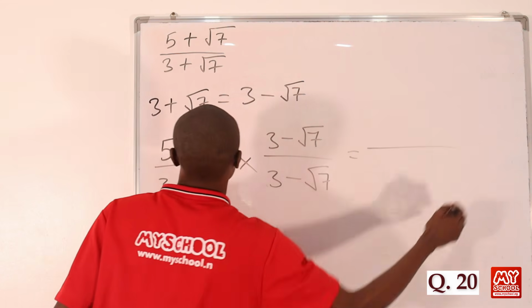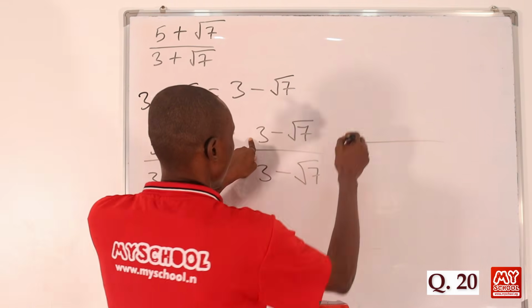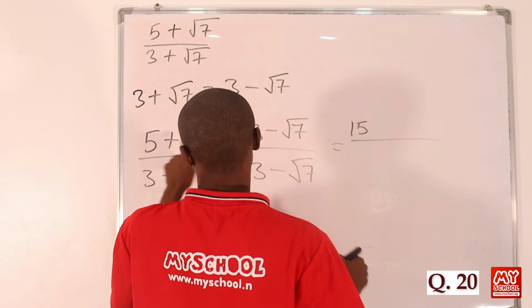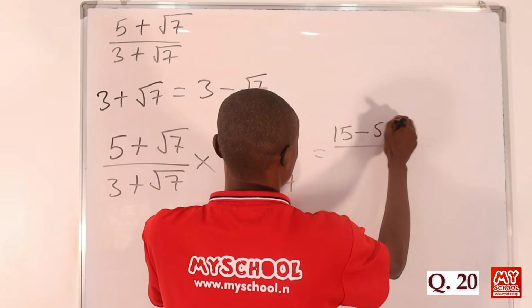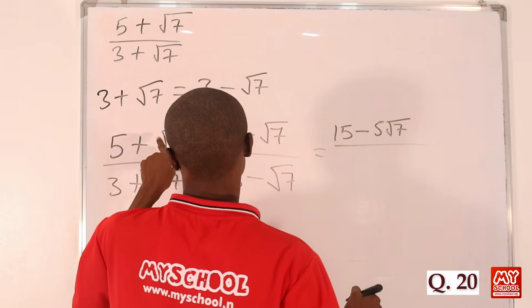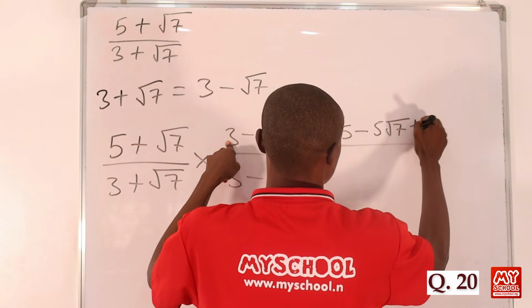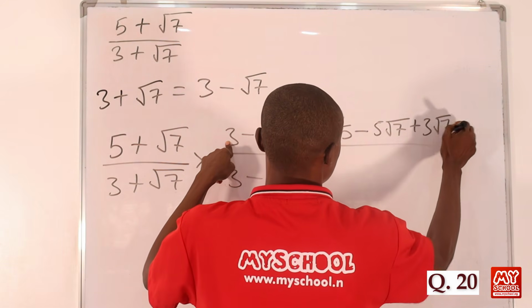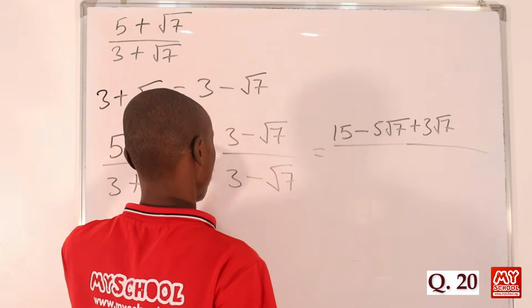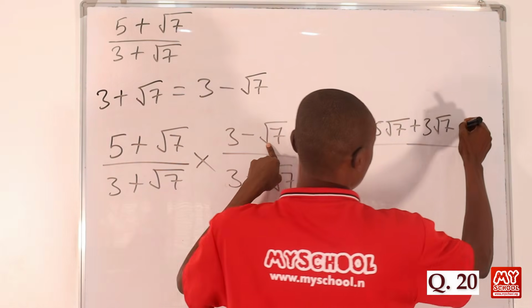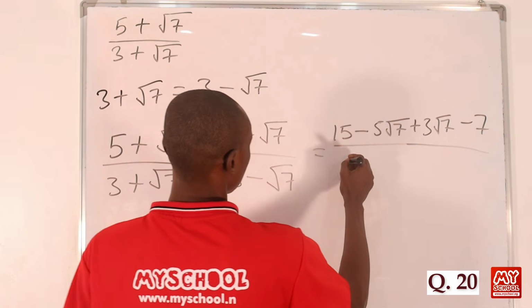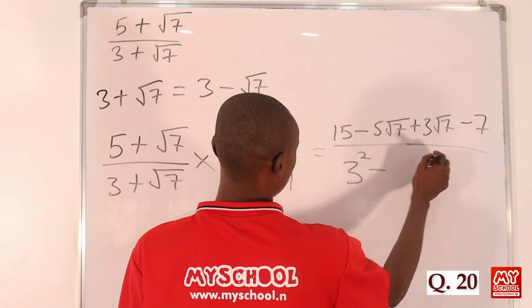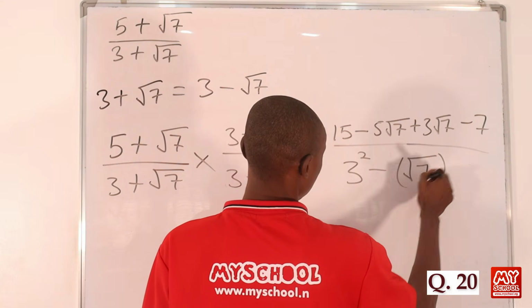Okay, so let's simplify the numerator first. So 5 will multiply 3 to give us 15. 5 will multiply minus root 7 to give us minus 5 root 7. Then root 7 will multiply 3 to give us plus 3 root 7. And root 7 multiply minus root 7 to give us minus 7. For the denominator, this is just the difference of two squares. So this will be 3 raised to power 2 minus root 7 in bracket raised to power 2.